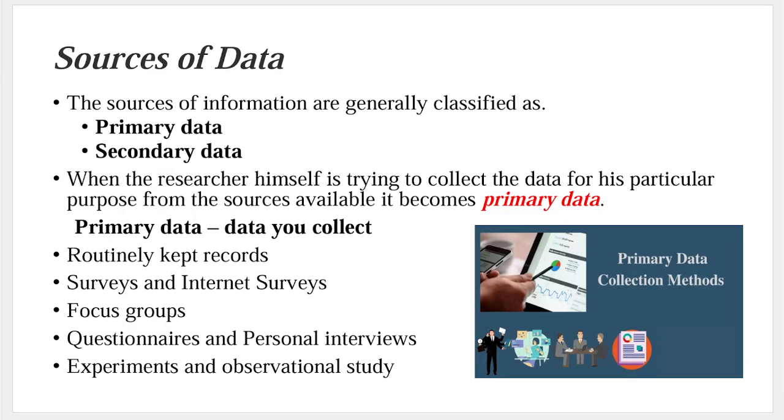Sources of data: where data comes from. In statistics, sources of data are generally classified into two types: primary data and secondary data. First, primary data. This is data that the researcher collects personally for a specific purpose. In other words, it is original data collected directly from the source.